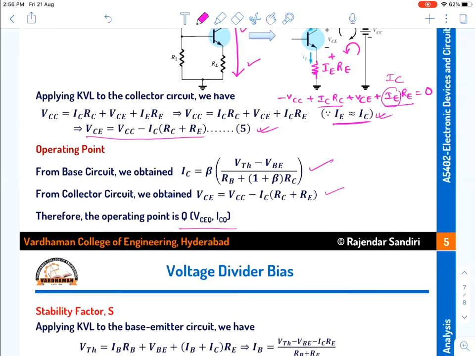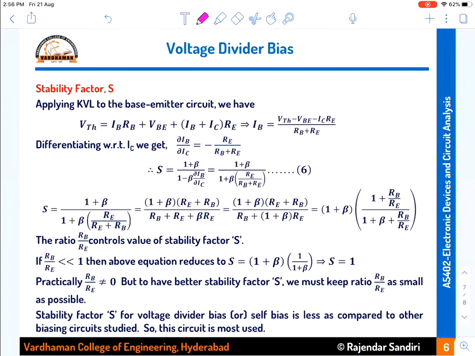Okay. Then coming to the stability factor S, stability factor S can be calculated by again writing the KVL to the base emitter circuit. We got the IB expression, right? So you differentiate this IB expression with respect to IC, then you will get minus RE by RB plus RE. Then your stability factor formula is already available, 1 plus beta by 1 minus beta into dou IB by dou IC. That can be written as 1 plus beta by 1 plus beta into that dou IB by dou IC value. If you substitute here, then you will get that equation as equation number 6.